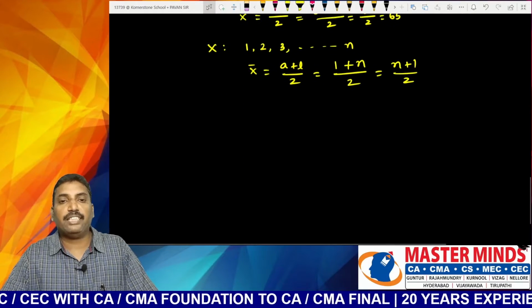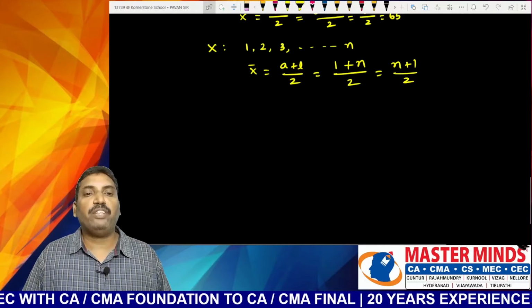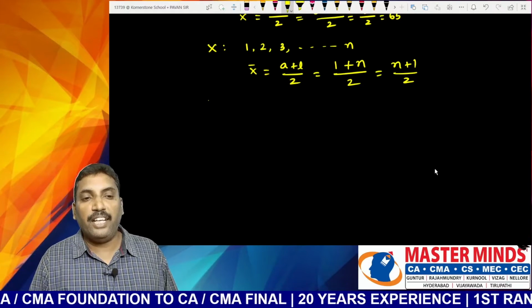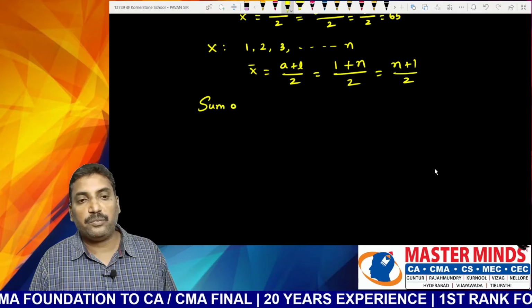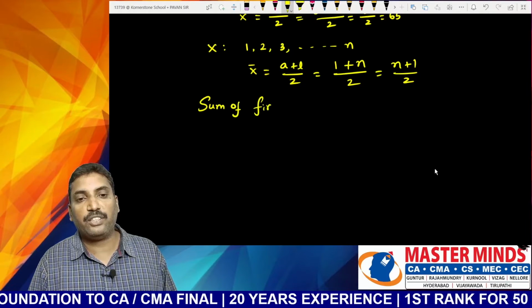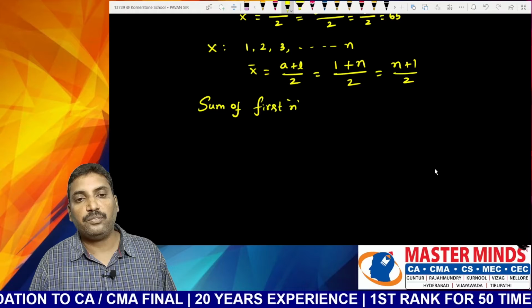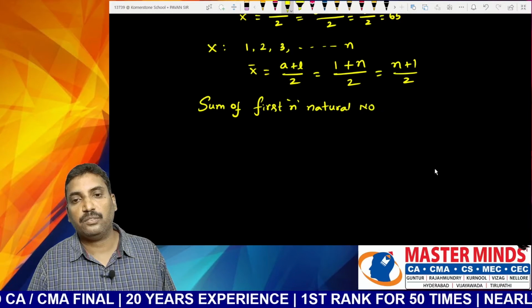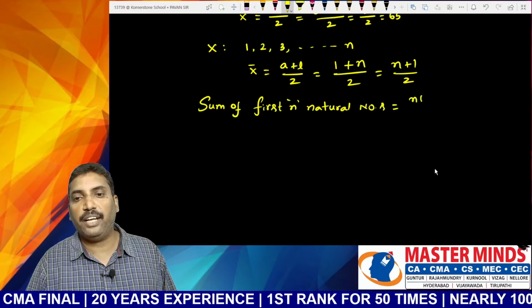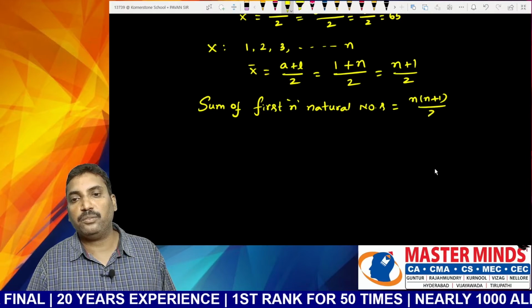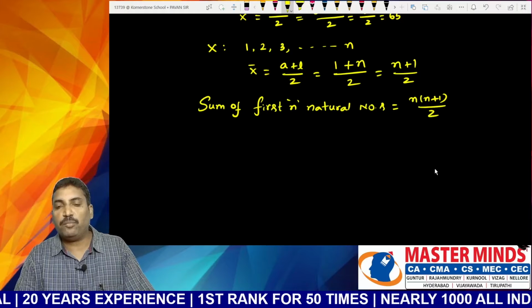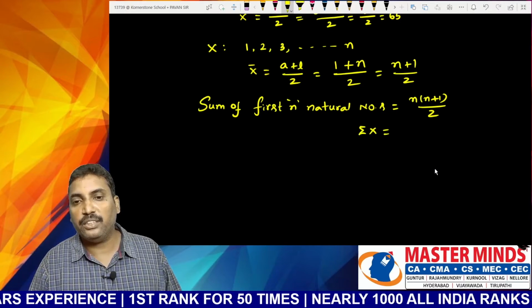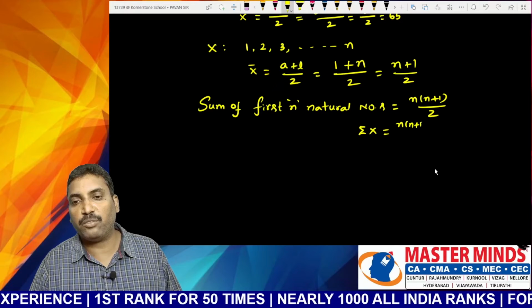Of course, we can prove the same formula in one more way. We know that the sum of the first n natural numbers is nothing but n into (n plus 1) by 2. Sum of the first n natural numbers is n into (n plus 1) by 2. So we can take it as summation of x. So summation of x is n into (n plus 1) by 2.